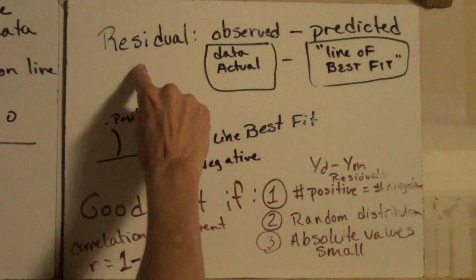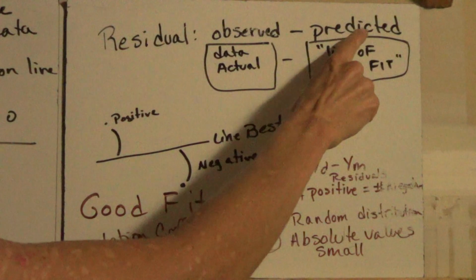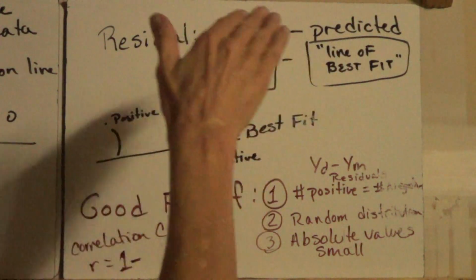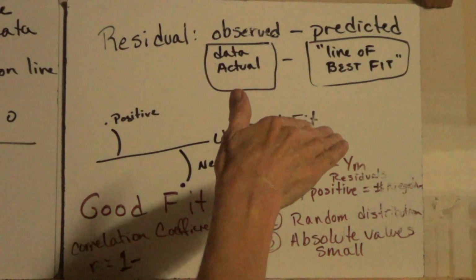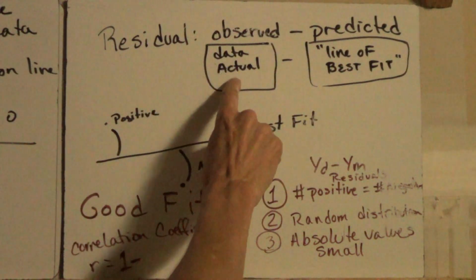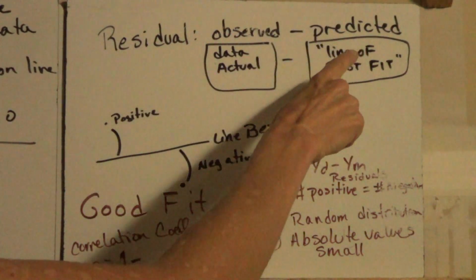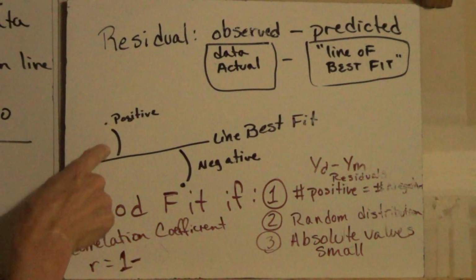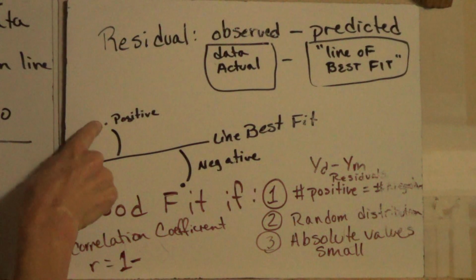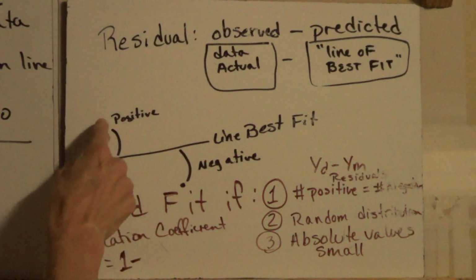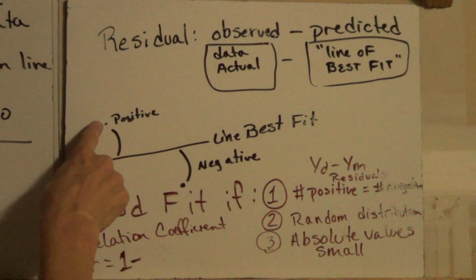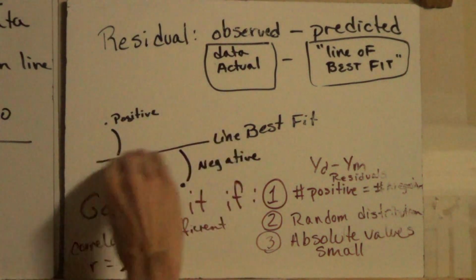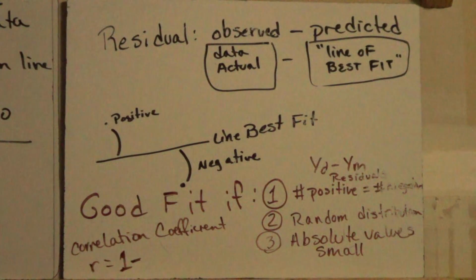So a residual is the observed minus the predicted. I will not be having you do that by hand, but I do want you to understand it. So it's the actual data minus the point on the line of best fit. You'll have a positive residual if your line of best fit is below your actual data point. You'll have a negative residual if your line of best fit is above your actual data point.